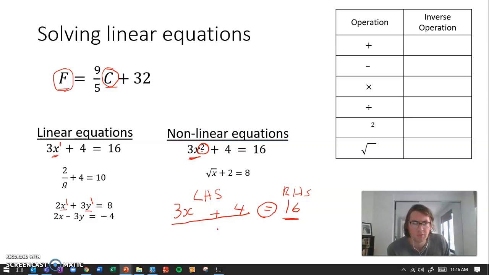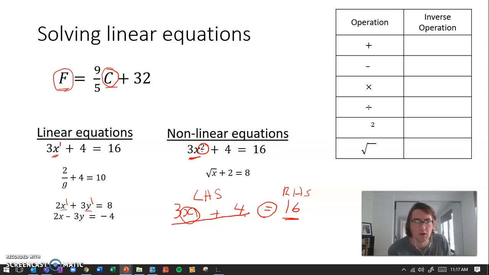And so the way we would solve this is we need to work out the value of x when it's times by 3 and added to 4 equals 16. So the way we can do that is if we recognize the operations that have happened on x on the left-hand side, we can say x is multiplied by 3 and added to by 4. We can do the opposite of that on the left-hand side and the opposite on the right-hand side. And find out what x is equal to.